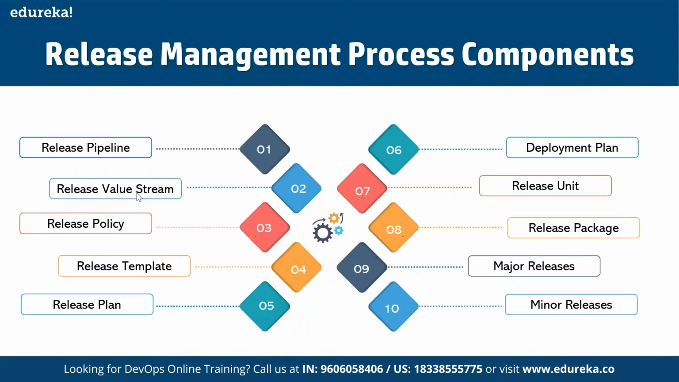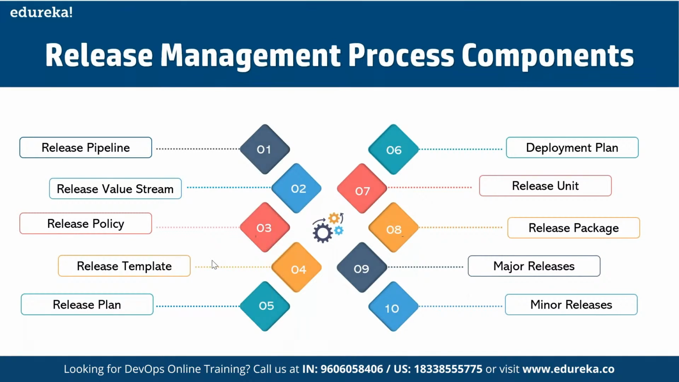So what are all these things? In the coming slides, I will talk about them. Release value stream, release policy, release template, release plan. So I have a pipeline, stream, policy, template, plan. Similarly, on the deployment side, I have plan, release unit, release package, major release, minor release. So let's talk about these components one by one.